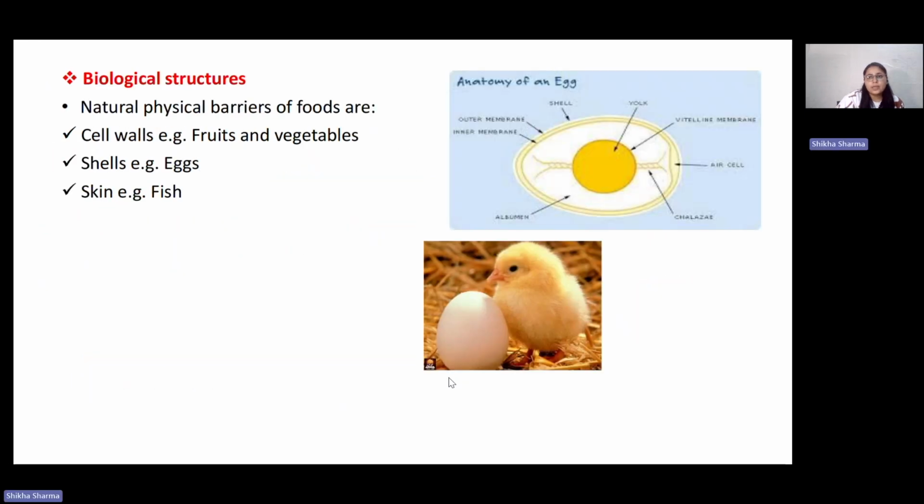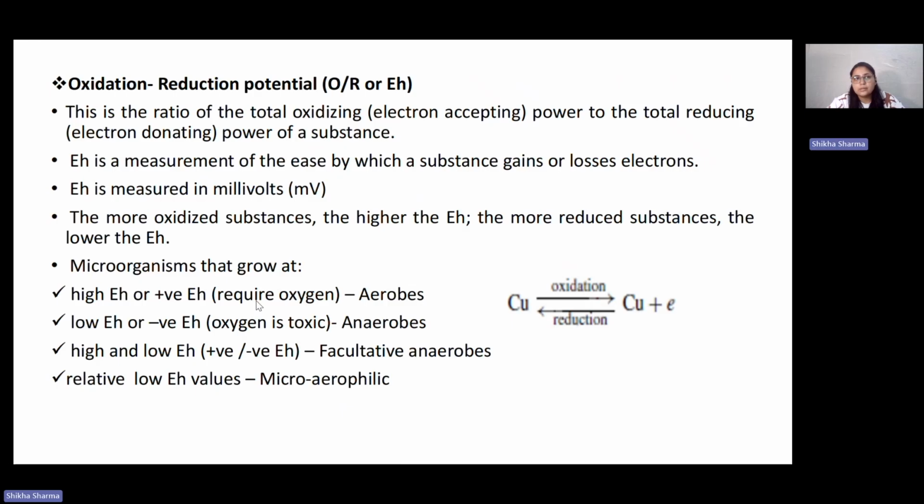Then the microstructure of the food, or the biological structure of the food, is also going to affect the growth of the microorganisms. In some foods there are natural barriers, like in the egg, there is a shell, which is the natural barrier. In fruits and vegetables, a cell wall is there, and in fish, skin is there. So these kinds of natural barriers, and the oxidation reduction potential, are also going to impact the growth of the microorganism.